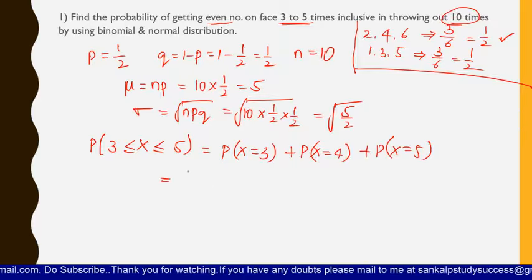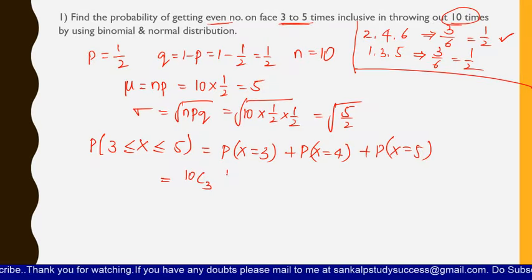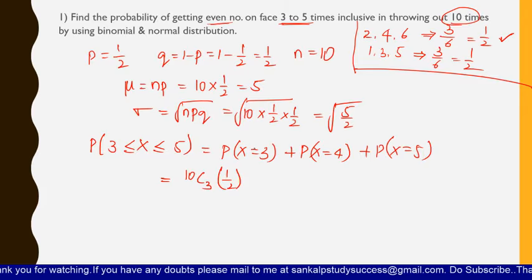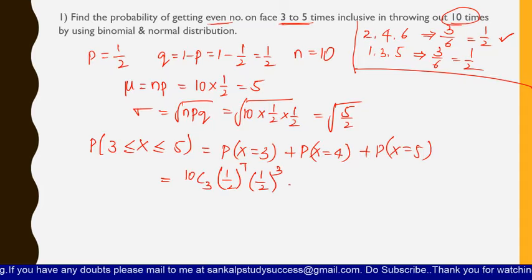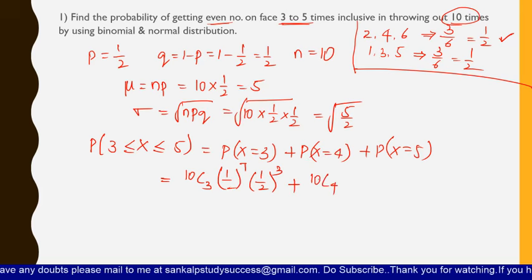The formula is here nCr. That means n is nothing but 10. 10C3 into p power, p is nothing but 1 by 2, right? Into p power of 10 minus 3, which is 7, and q to the power of 3, plus 10C4, right? Because nC4, that means n is 10, r here is 4, okay?